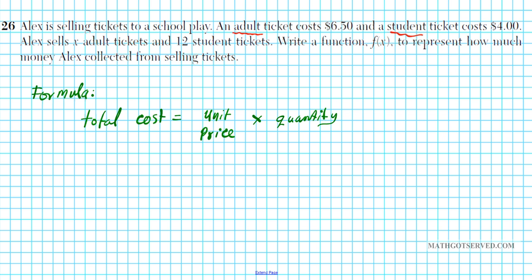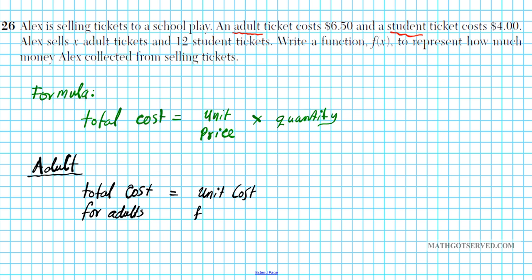So let's start with adult. All right, okay, so for adult, the total cost for adults is going to be the unit cost for adults, for one adult ticket, times the number of adults, okay, or number of adult tickets sold. So unit cost of adults times number of adult tickets sold. Okay, all right, so now let's take a look at this situation.